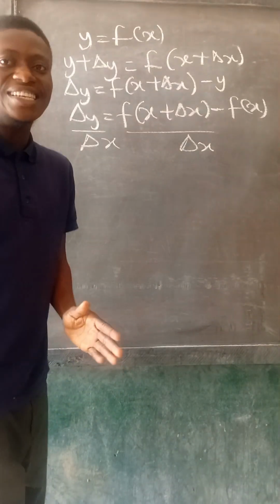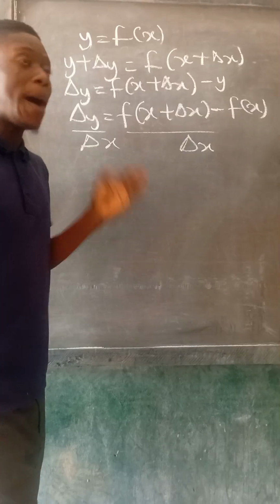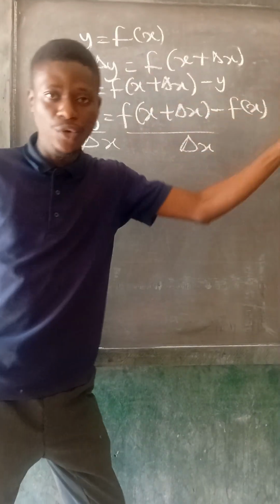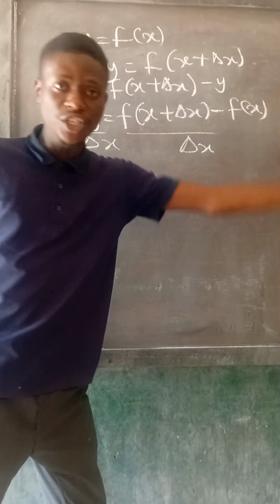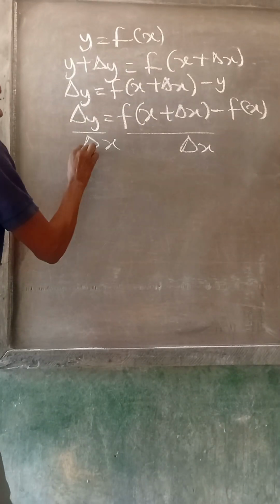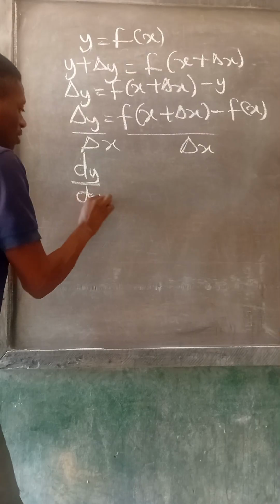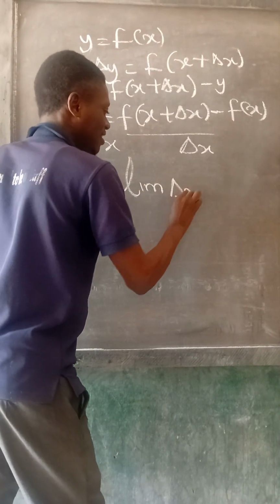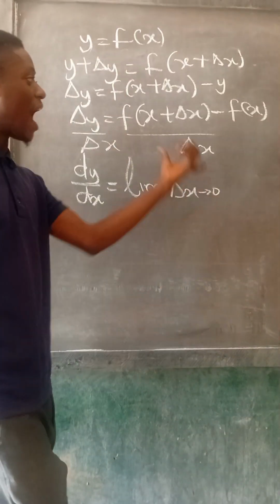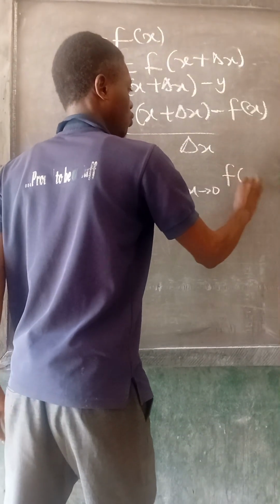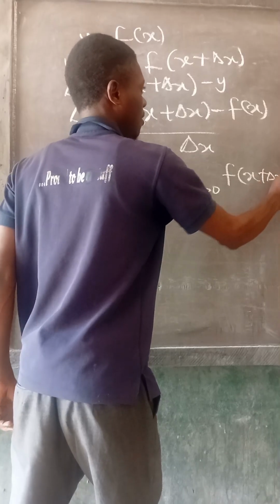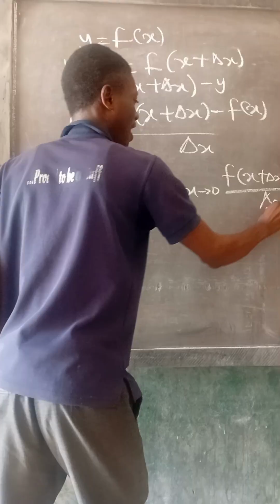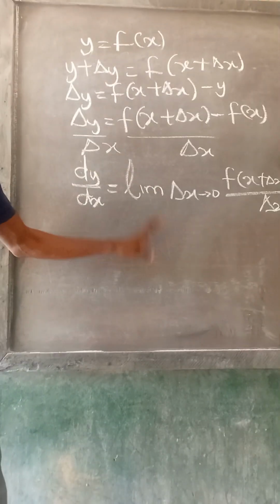Now, to find the instantaneous rate of change, we are going to what? Apply our limit. We are going to bring in our limit, whereby our delta x will be tending to 0. Our delta x will be approaching 0. So it's now going to become dy over dx equals the limit as delta x approaches 0. Then we add our equation: f of x plus delta x minus f of x, then over delta x. So this is the formula for first principle.